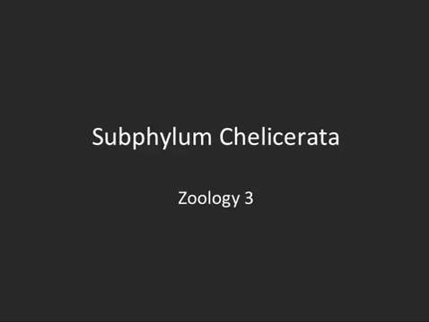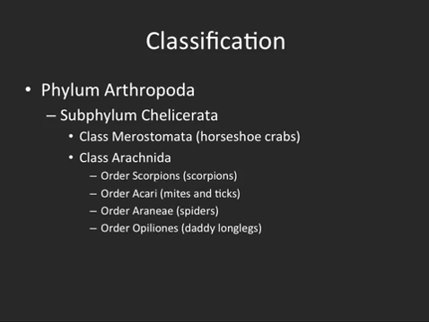This is lesson 2, and in this lesson we'll be discussing subphylum Chelicerata. So just to start off our lesson, I'd like to talk a little bit about classification. In lesson 1, we learned about phylum Arthropoda and its general characteristics. So today we're in a subphylum of Arthropoda. We're in subphylum Chelicerata, and Chelicerata is a Greek word, and so the CH makes a K sound.